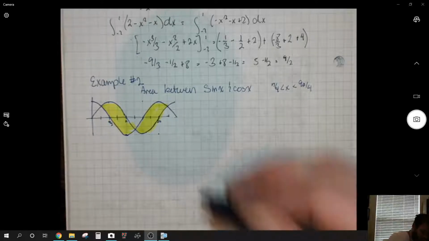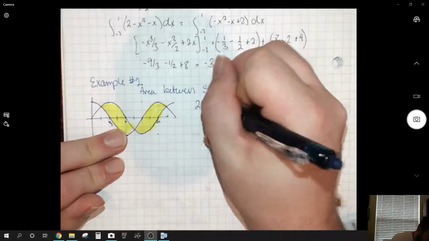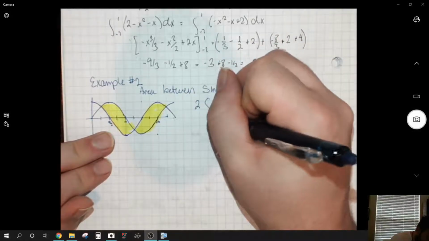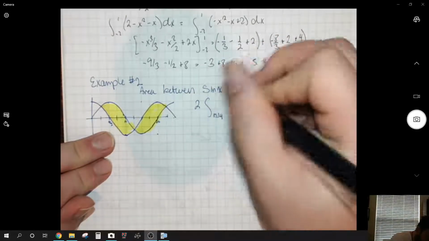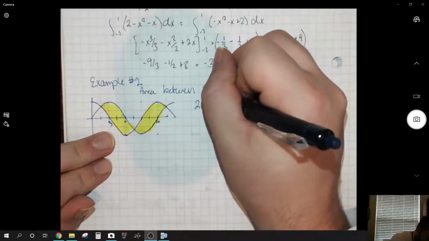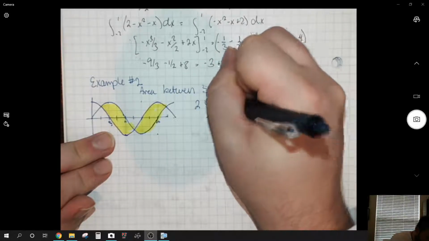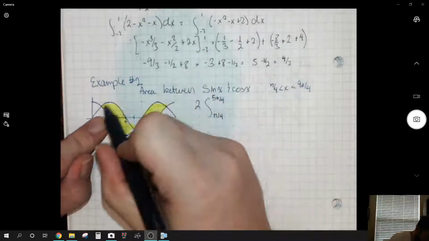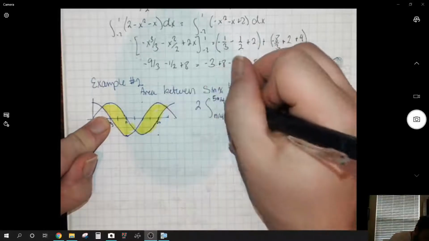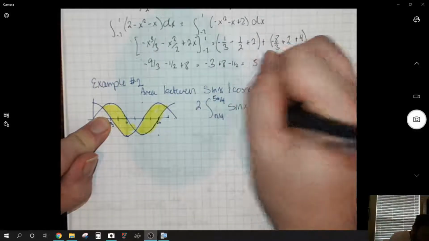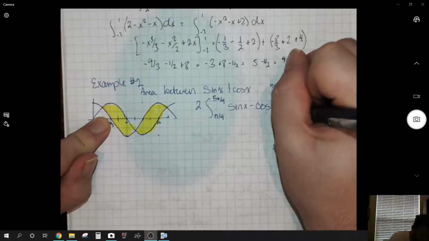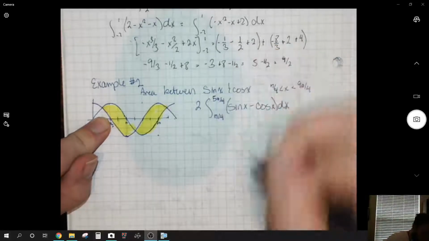So what I could do is 2 times the integral from pi over 4 to 5 pi over 4, and then do this function here, which is the sine function minus cosine function, and leave it at that.